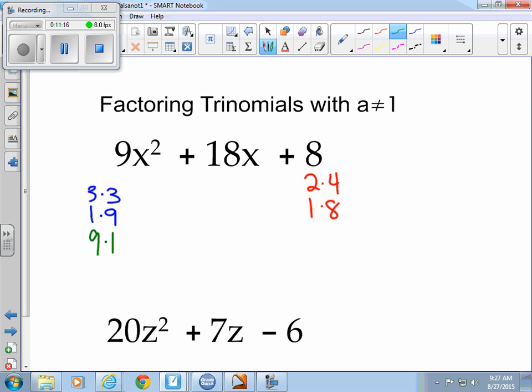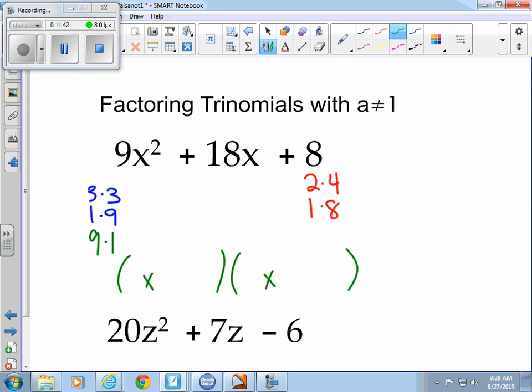The way I do it is I guess and check, but systematically, instead of just randomly guessing and checking. We're going to go through and guess and check. I know these are the things that could go in the first part of the parenthesis, right? With the x, it's either 9 and 1, 1 and 9, 3 and 3. And these are the things that could go in the back of the parentheses, right?